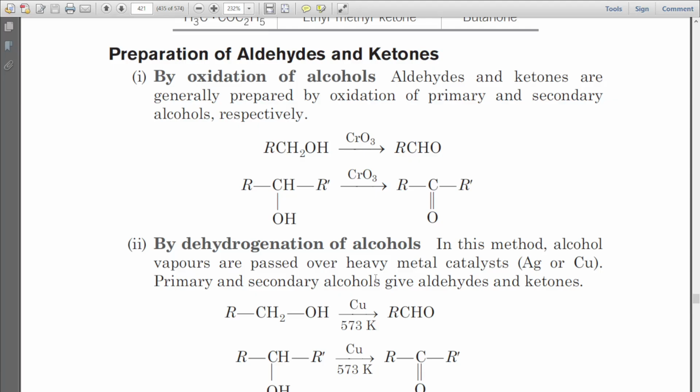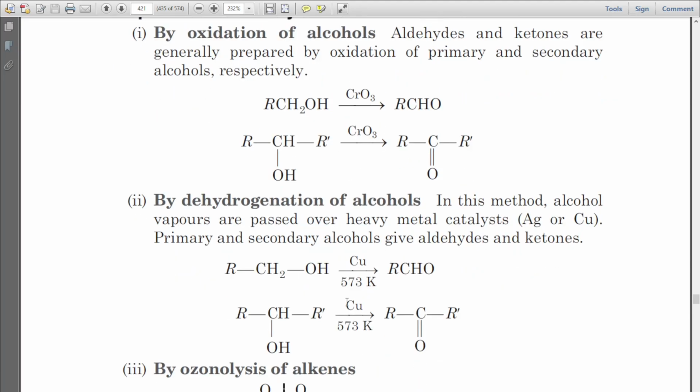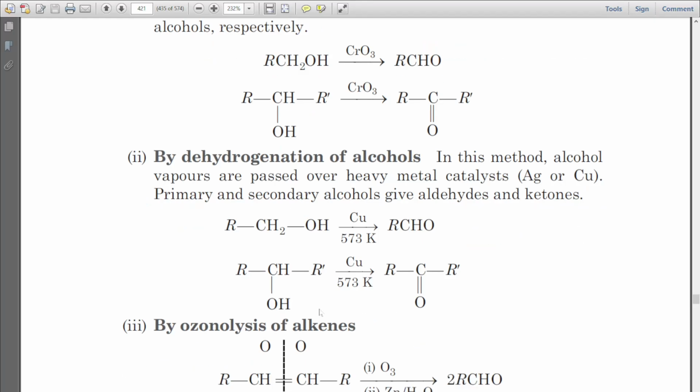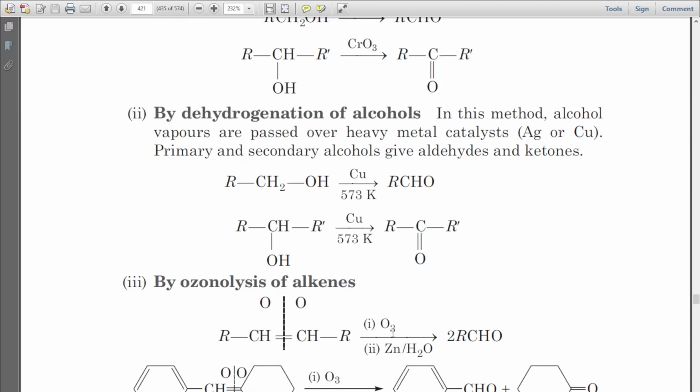Secondly, by dehydrogenation of alcohols we can achieve this. Primary alcohols heated with copper at 573 Kelvin give you aldehyde as a result, and secondary alcohols heated with copper at 573 K give you ketone. Tertiary alcohols do not give you aldehyde or ketone, they get converted into alkenes.